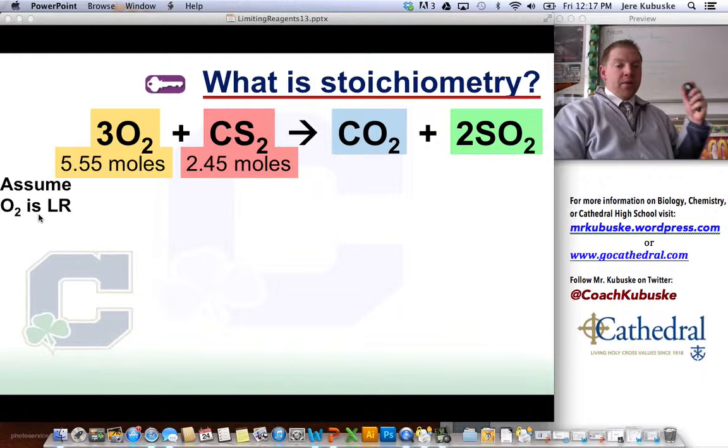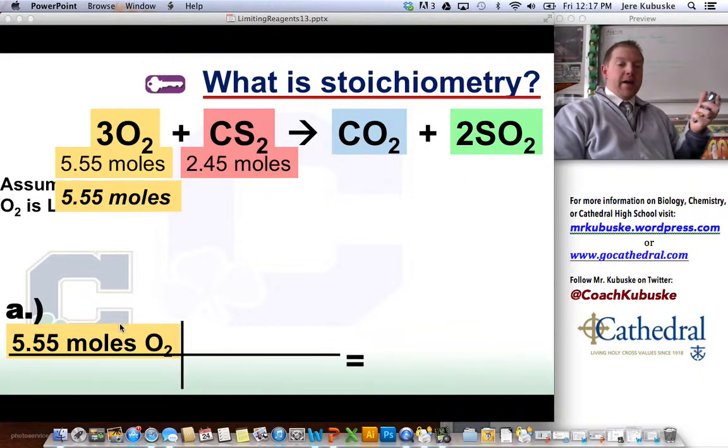So let's start. We're going to assume that O2 is the limiting reactant. So I'm going to start with the given for O2. Now I'm trying to figure out which one of these two, is it 5.55 moles of O2 or 2.45 moles of CS2, is the limiting reactant. So I'm going to start with O2. So 5.55 is my given. If I have moles of O2 up here, I put moles of O2 down at the bottom.